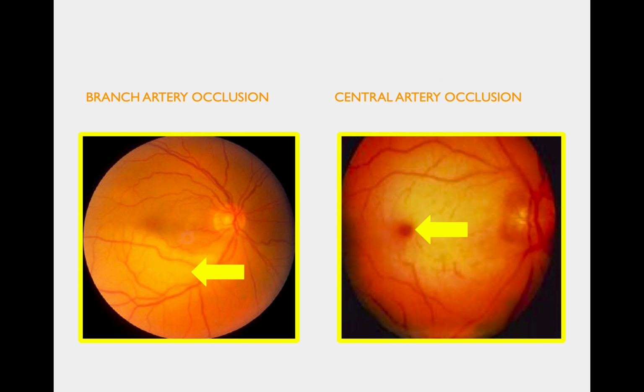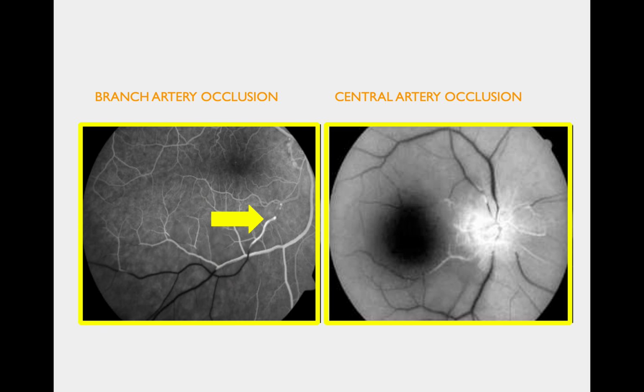Here, the bottom left picture is a branch artery occlusion. You see the retina looks ischemic in that area, and the right picture shows a central artery occlusion. This arrow is pointing to the foveal area, which looks much darker than the rest of the retina. This is the so-called cherry red spot, which is pathognomonic for a central artery occlusion.